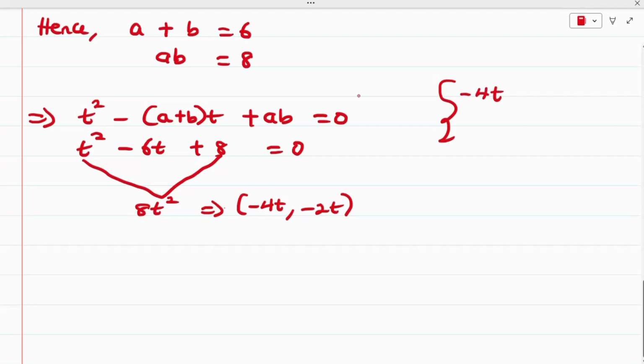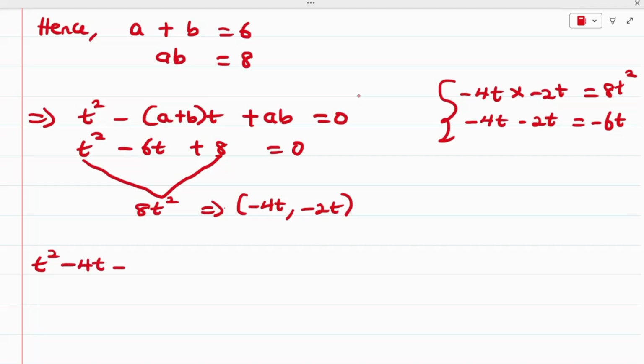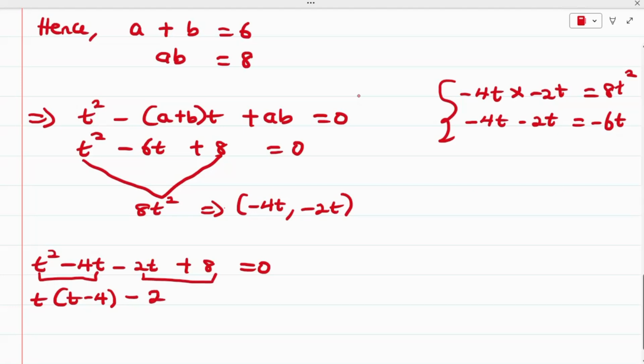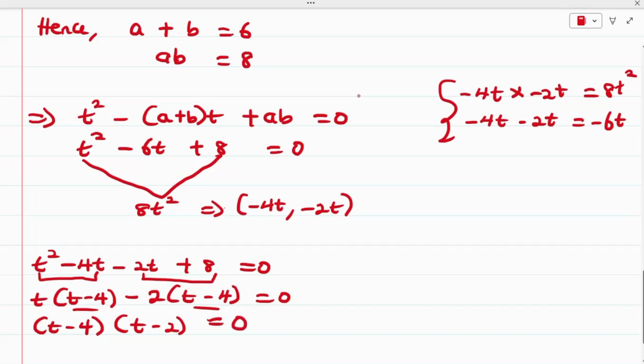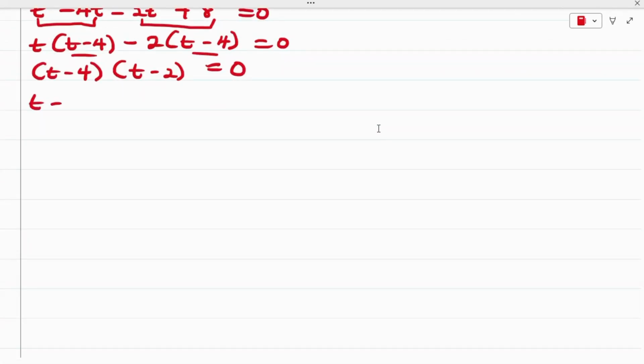If we have minus 4t multiply minus 2t, this is equals to 8t square, and minus 4t minus 2t is going to give us minus what? 6t. So we have t square minus 4t minus 2t plus 8 is equals to 0. If you factor out this, we have t to be common and we have t minus 4 to be left. We have this to be minus. If you factor this out, we have 2 to be common and we have t minus 4 to be left, and this is equals to 0. This is common and this is common, so we have t minus 4 multiply t minus 2, and this is equals to what? 0. So from here we have that t minus 4 is equals to 0 and t minus 2 is equals to 0.